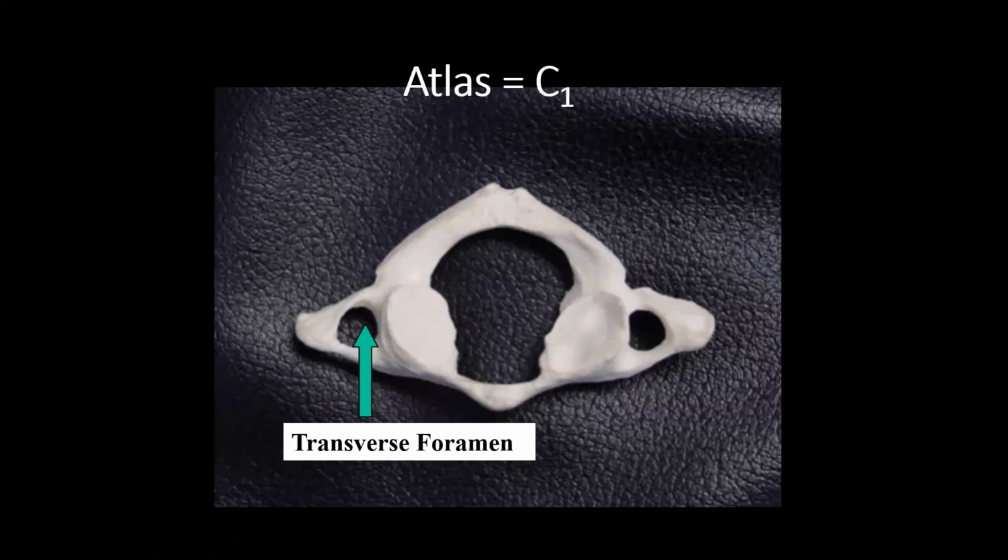Since we have most of our space taken up by the dens coming up through here and the spinal cord, because the spinal cord is pretty big at this point, we also have openings in these modified transverse processes that jut out. So we call it the transverse foramen.